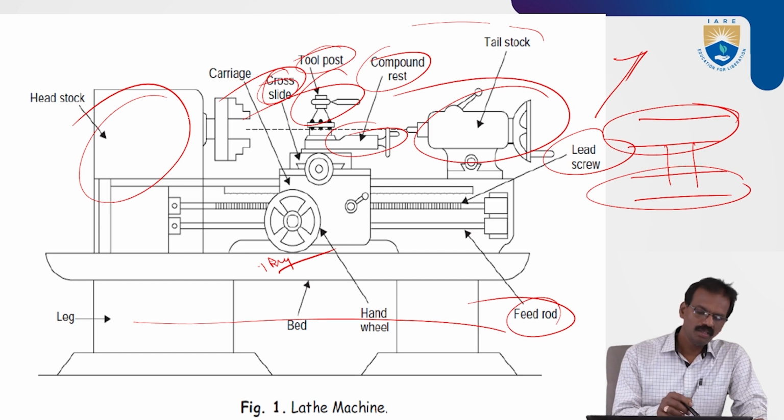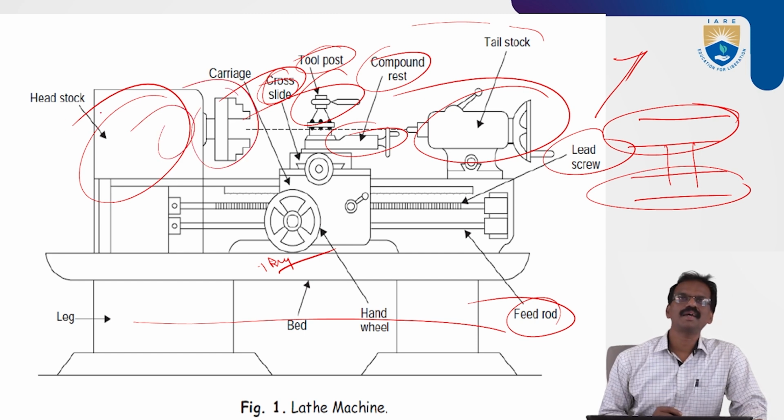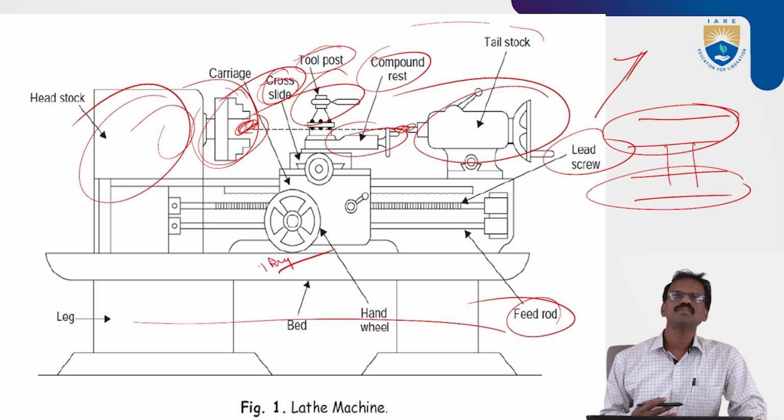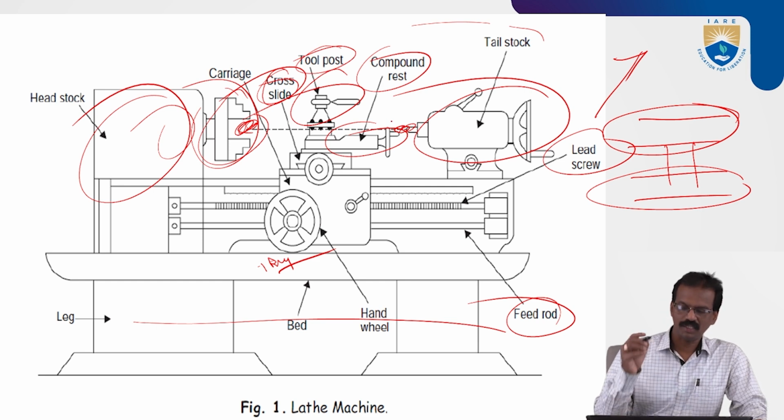So this is the front portion. On the front portion of the headstock we can fix the chucks. These chucks are used to hold the workpieces. The work is performed at the chuck portion, which is called the live center. The tailstock gives support to the workpiece, and that is called the dead center.